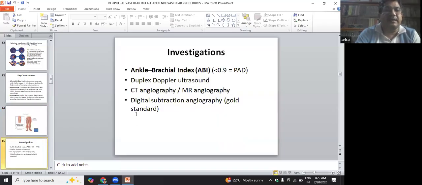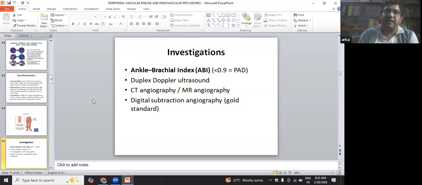So what are the investigations? Ankle brachial index, Doppler ultrasound, nothing to tell about that. It is the frequency and signaling, the alteration of which, and the waveform, which will dictate whether there is a peripheral vascular disease or not. Then CT angiography or MRI angiography, and digital subtraction angiography. This is an invasive procedure, and though MRI angiography is replacing it nowadays, still it is the gold standard.